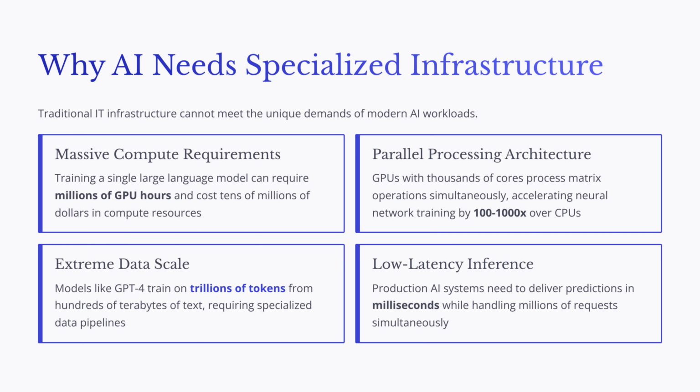The data scale itself is staggering. GPT-4 was trained on trillions of tokens, harvested from hundreds of terabytes of text. Feeding this ocean of data into compute requires highly specialized pipelines and storage. And when models finally reach deployment, they must serve millions of users with millisecond latency. These are workloads no traditional enterprise system could ever handle. Specialized AI infrastructure is the only reason we can dream at this scale.